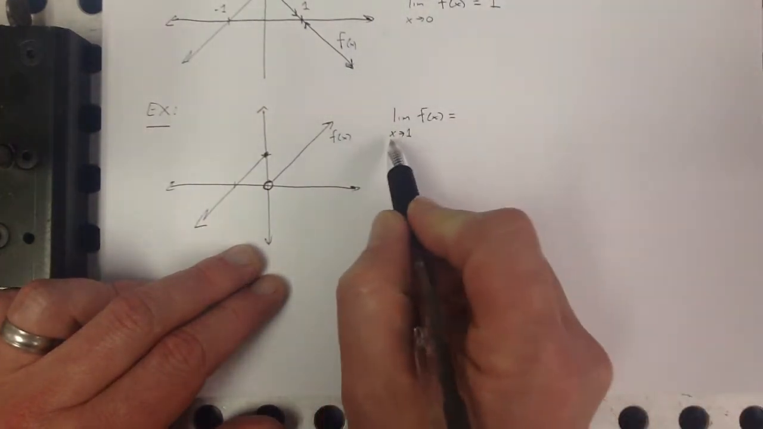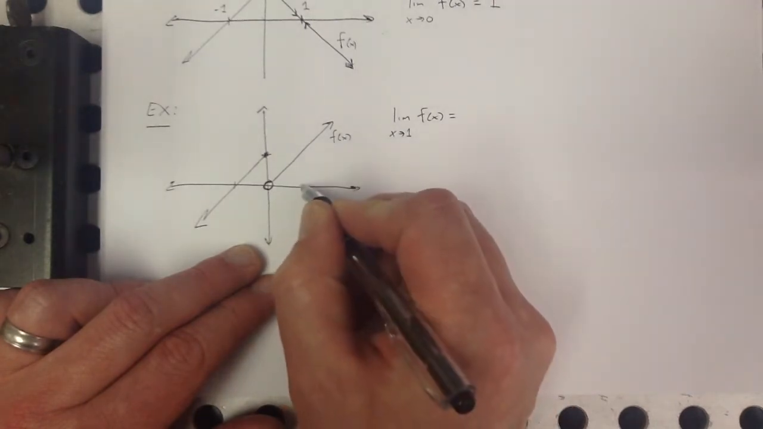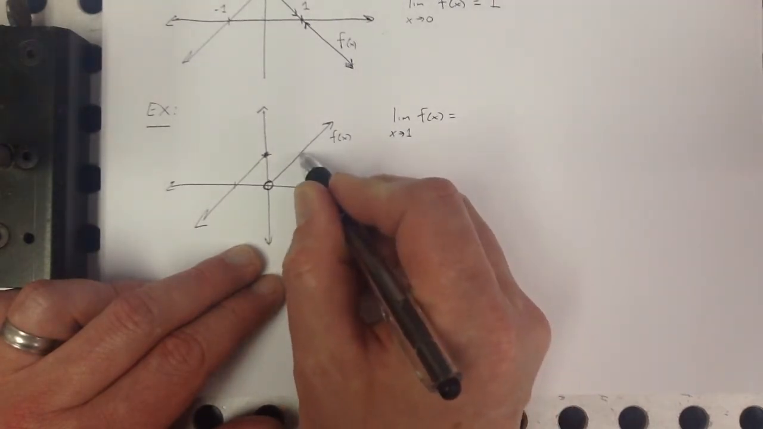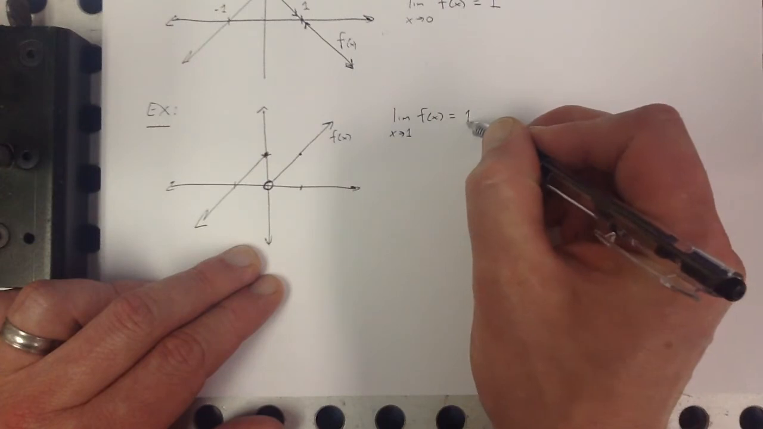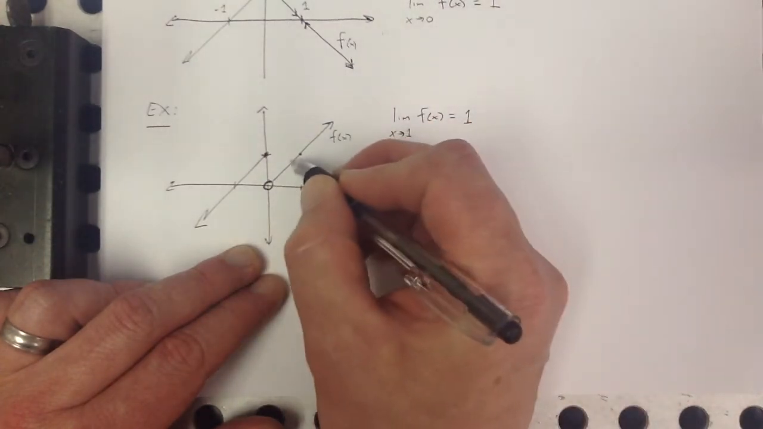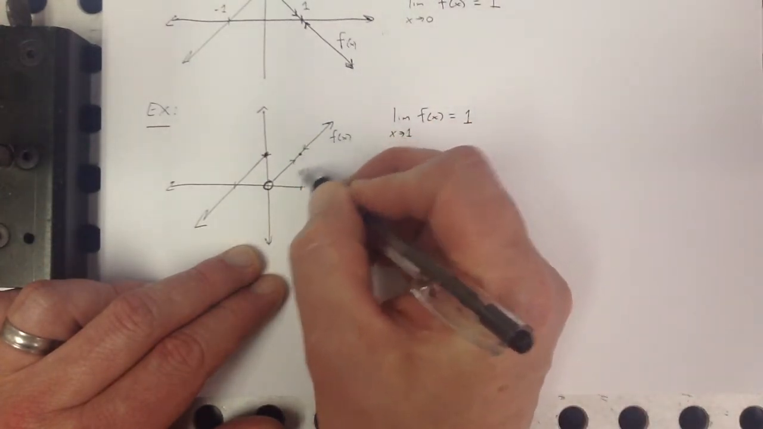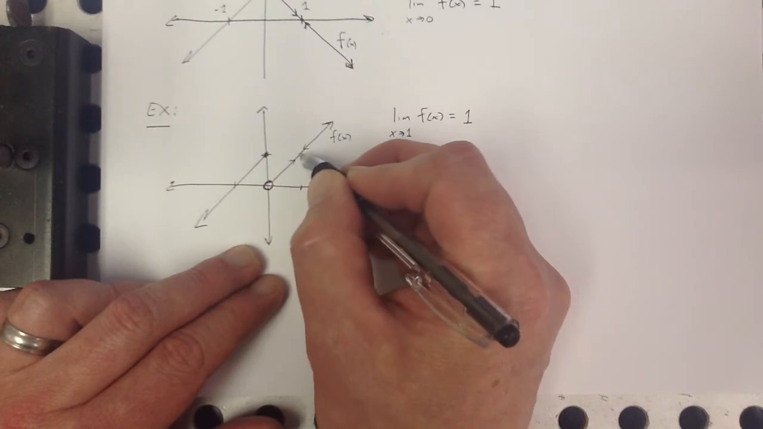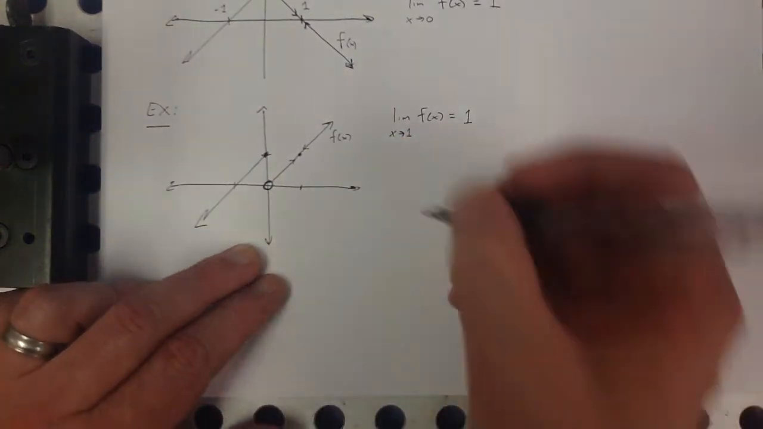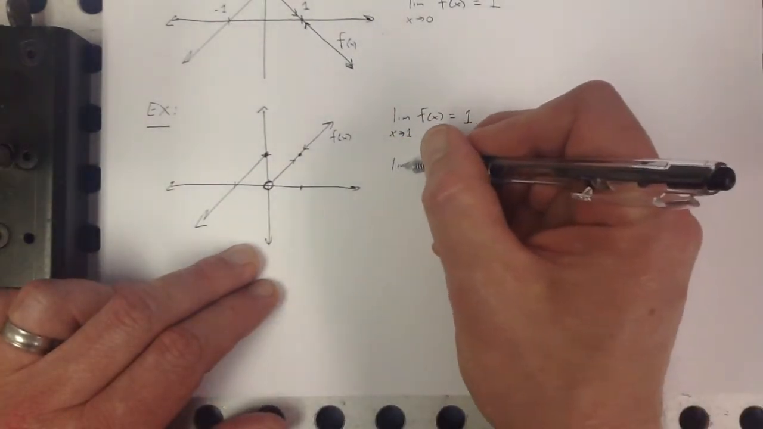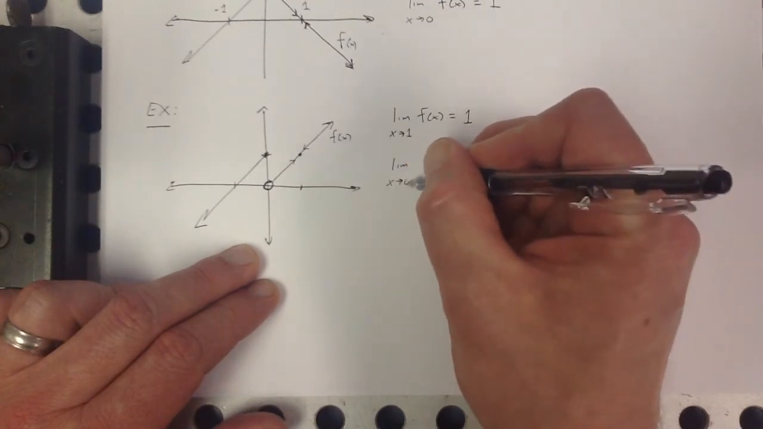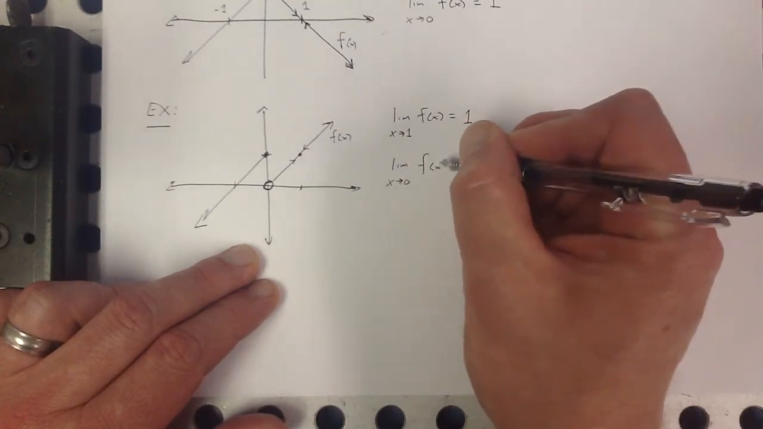Let's see, as x approaches 1, it looks like our function is approaching 1. And there's no problem there, right? As x approaches 1, it looks like the y values are approaching 1 too. But what about the limit as x approaches 0 for f of x?